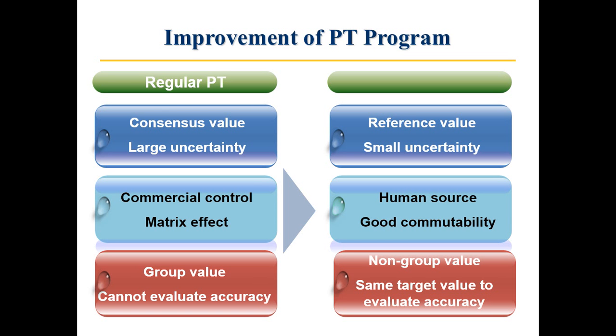So, we try to modify our PT program by adopting human source samples, value assigned by reference measurement procedure, or called reference method. Evaluate all participants by the same target value. In this way, we intend to improve the accuracy and the comparability. We call it Trueness Verification Program, TVP.